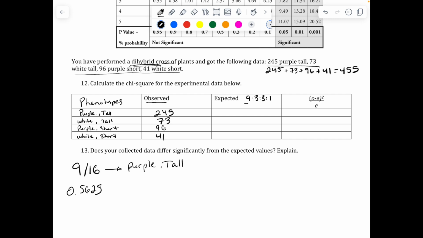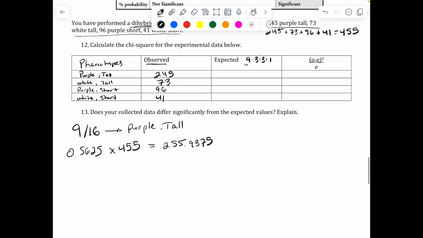0.5625. And I have to take that number and multiply it by the total population. So times 455 equals 255.9375. And we will adjust these numbers later to make sure that we have nice whole numbers, because you can't have a part of an individual.